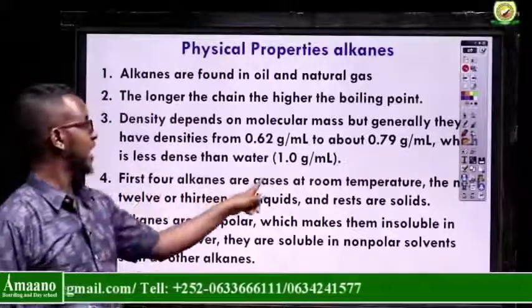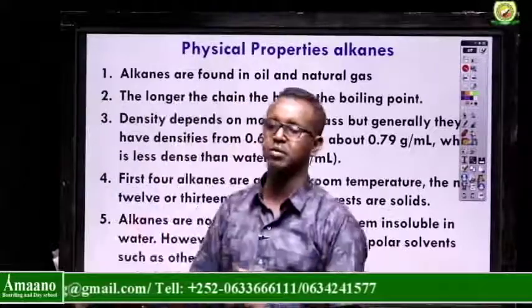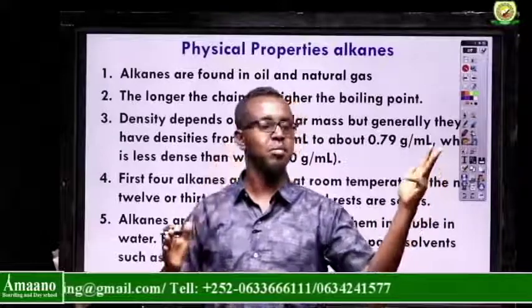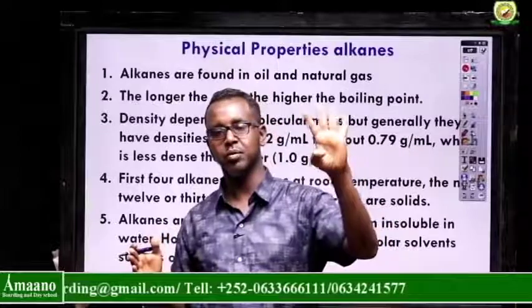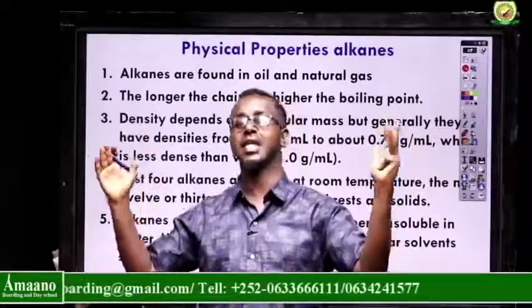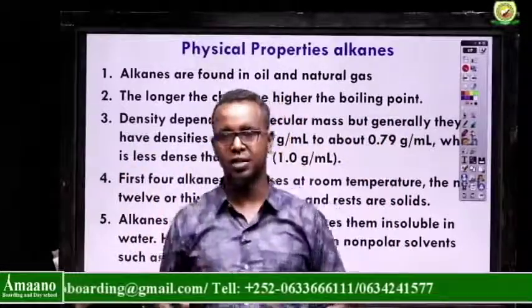The first 4 alkanes are gases at room temperature, 25 degrees Celsius and 1 atmospheric pressure. Methane, ethane, propane, butane: these 4 are gases at room temperature. The next 12, from pentane up to hexadecane, are liquids. And the rest are solids.